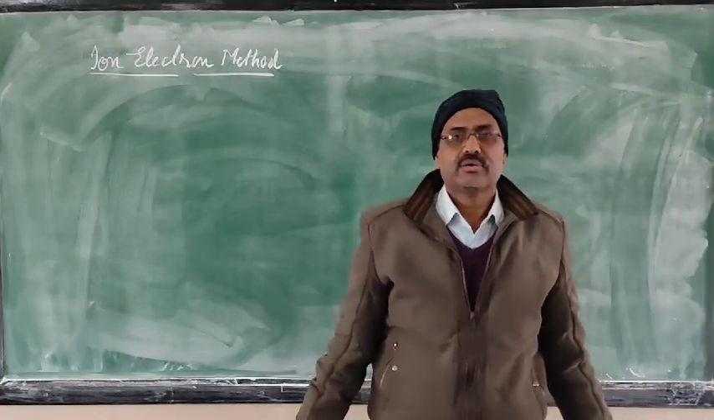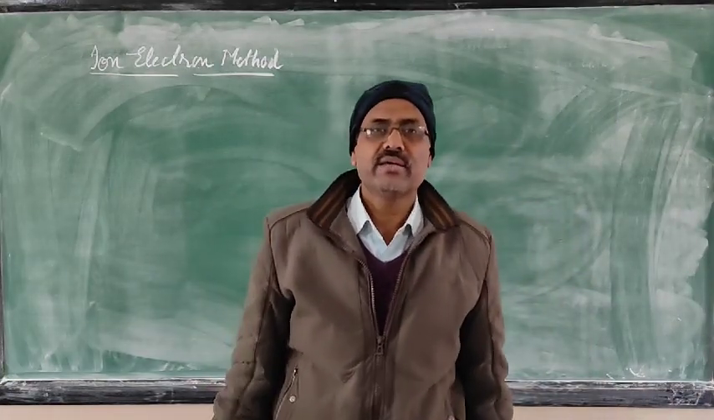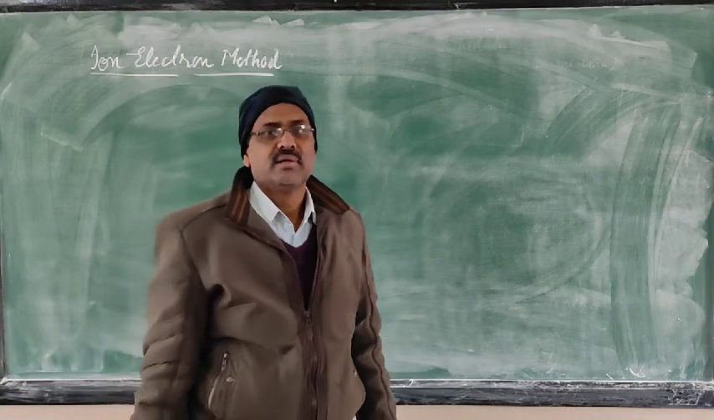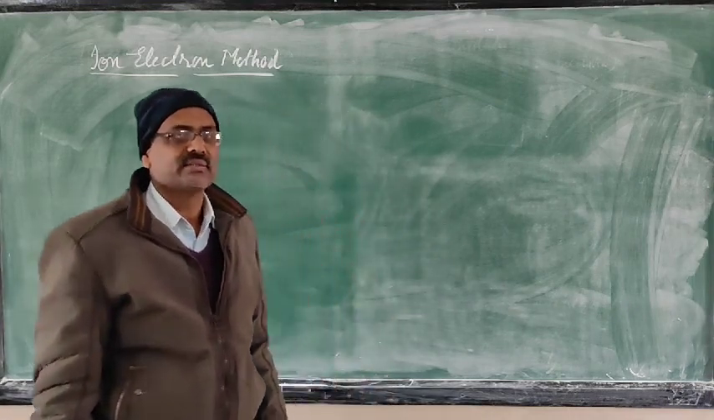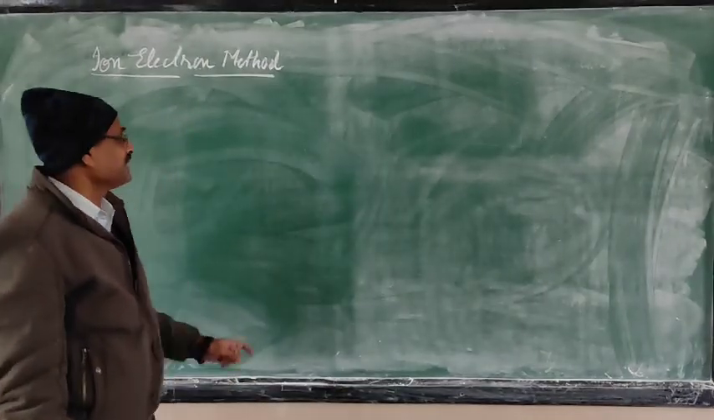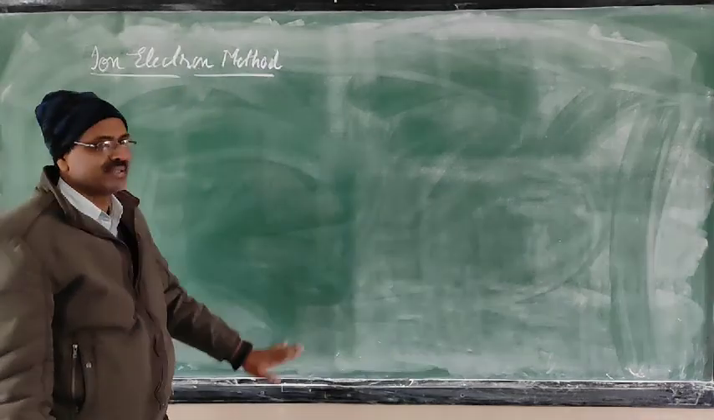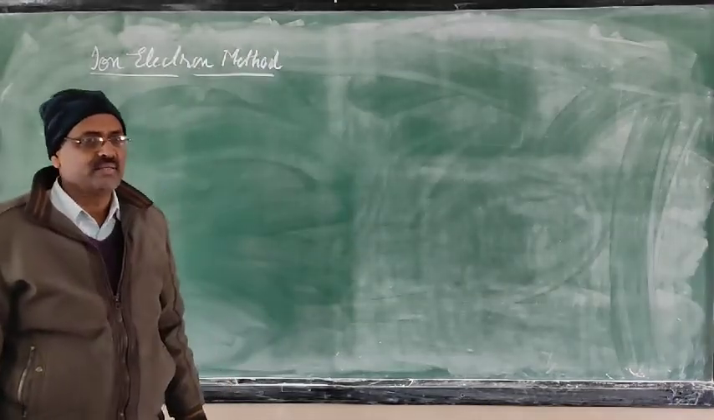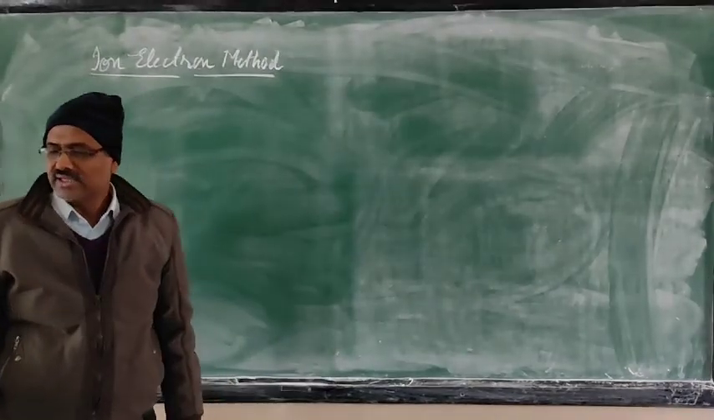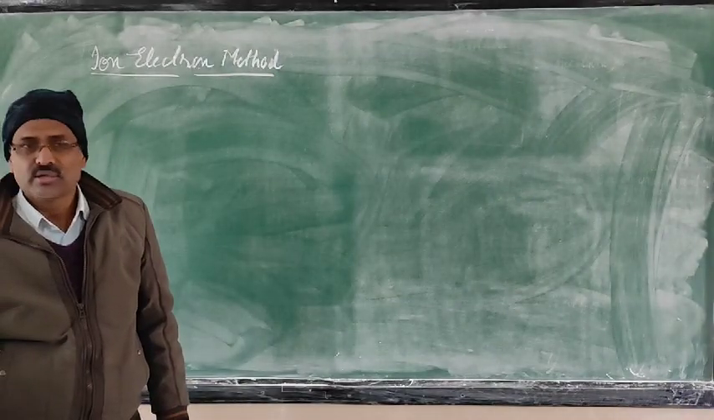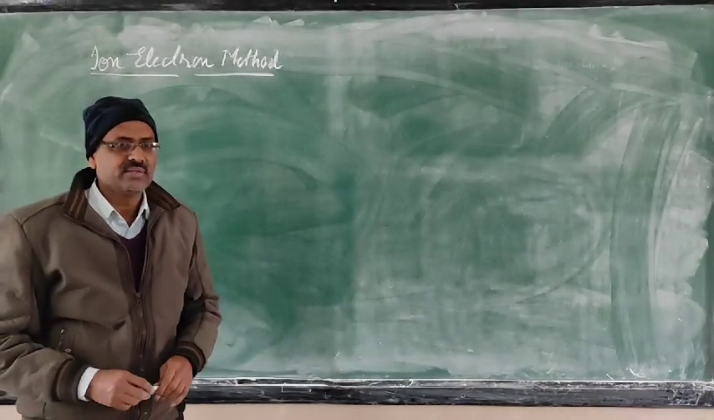Good morning. Today we are going to study the second method for balancing of redox reactions. The name of the second method is the ion electron method or half reaction method, both are the same. So what are the points in that one?